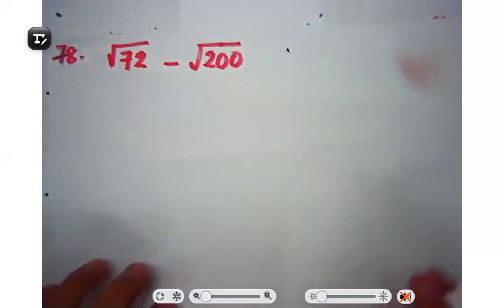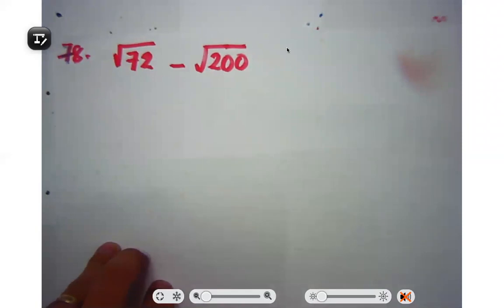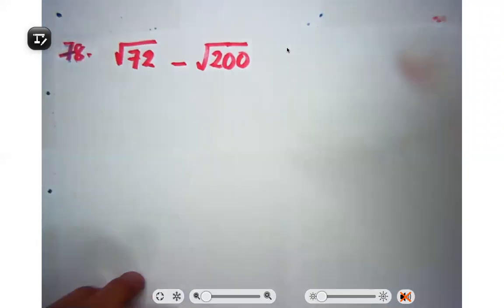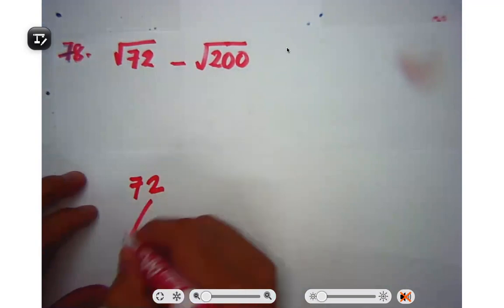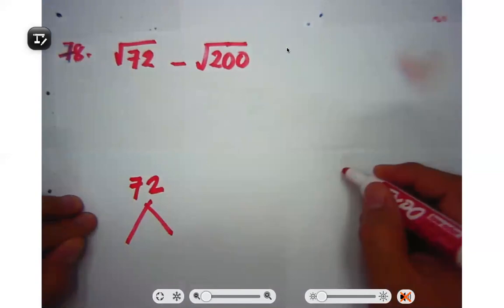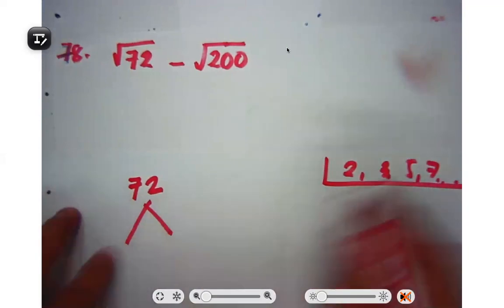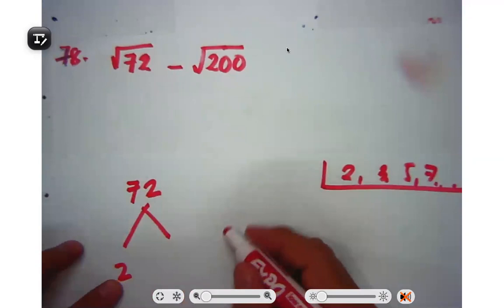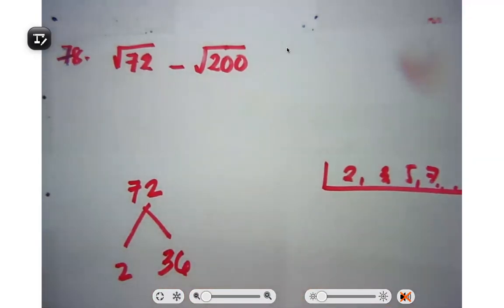You have a square root of 72 minus square root of 200. 72 is not a perfect square, and 200 is not a perfect square. So let's try to factor. What do you think are the factors of 72? Let's start dividing it by 2. So we can always make use of these divisors: 2, 3, 5, 7, and so on. We start from 2. 72 divided by 2 is 36. Oh, 36 is a perfect square.